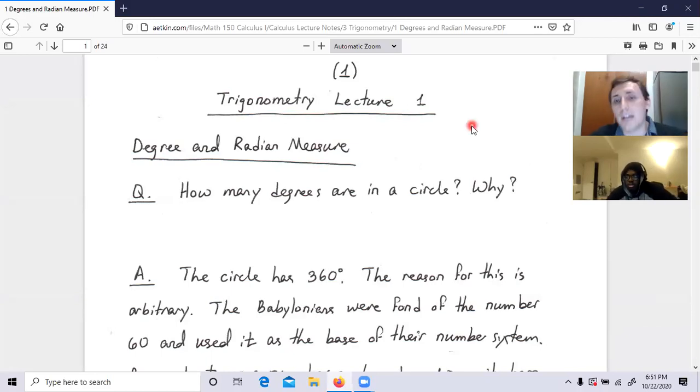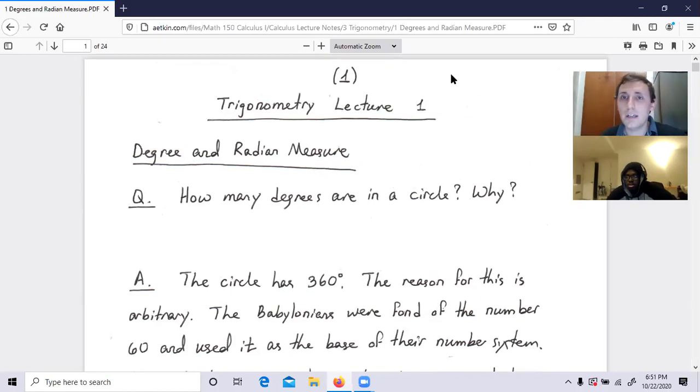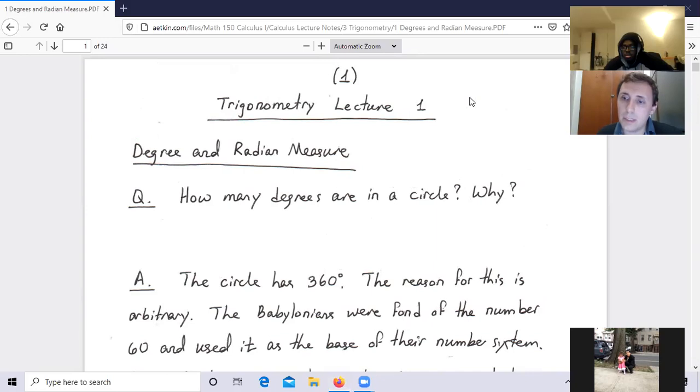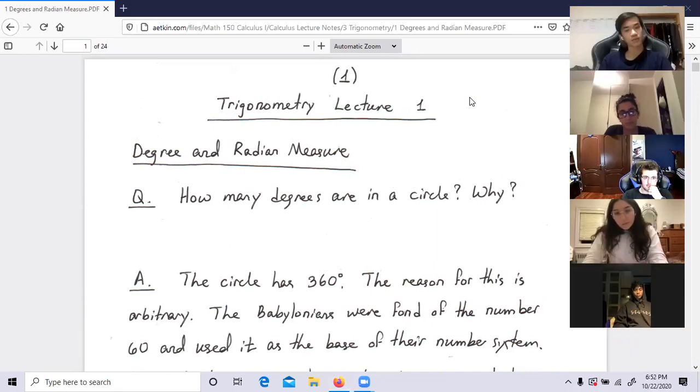So the first question, guys, is how many degrees are in a circle? Let's see, what do you say? How many degrees are in a circle? My God, you're very fast. Now, the next question, of course, is why, and what are degrees? What do degrees represent? Would anybody be able to answer it quickly and simply? Angles, but what is an angle?